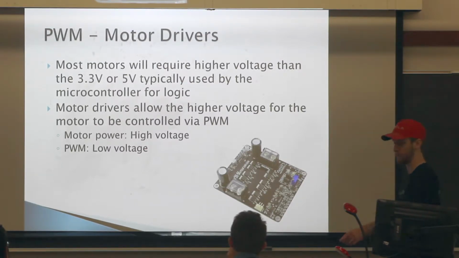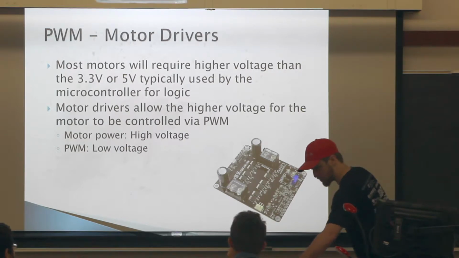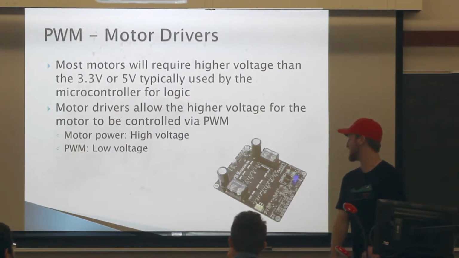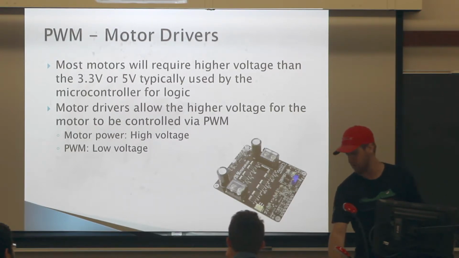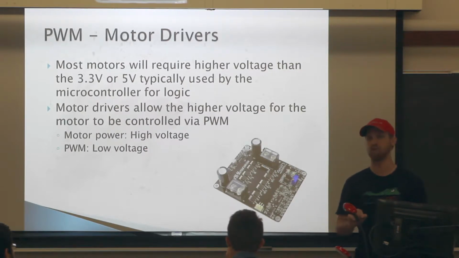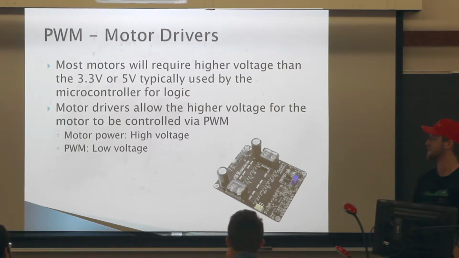For example, the actuator I have up here is using 12 volts. The motor driver can handle more than 12. Okay, so I have 12 volts hooked up. I do not want to run 12 volts through the microcontroller. That's a very bad idea. It will just fry it.